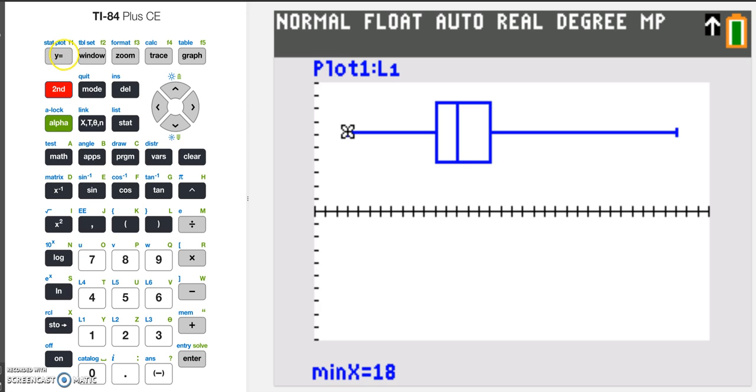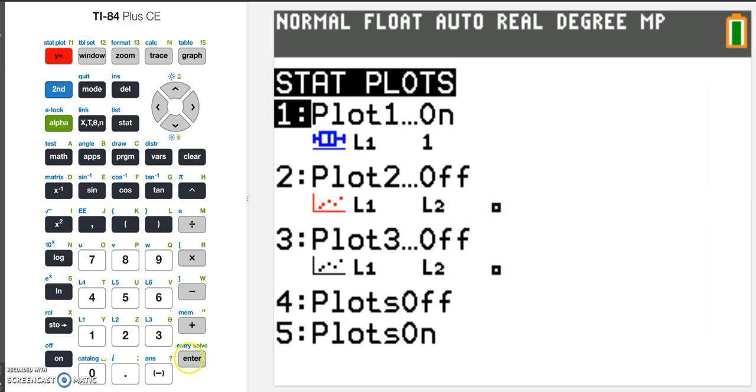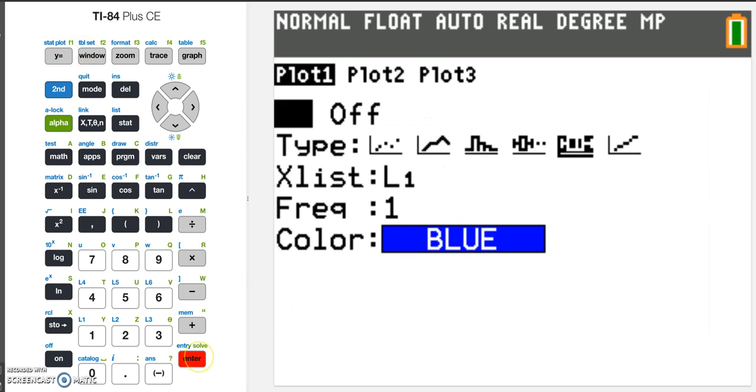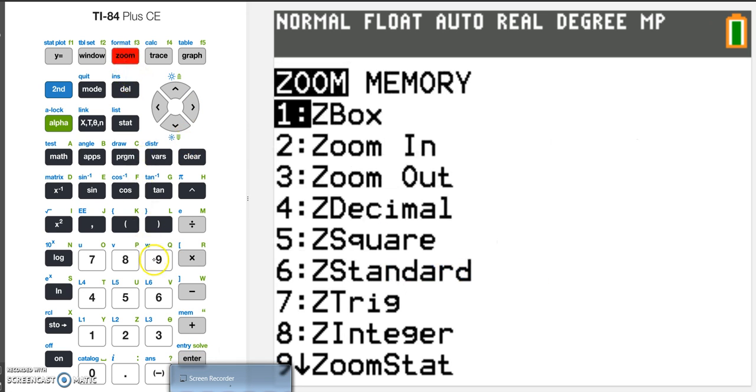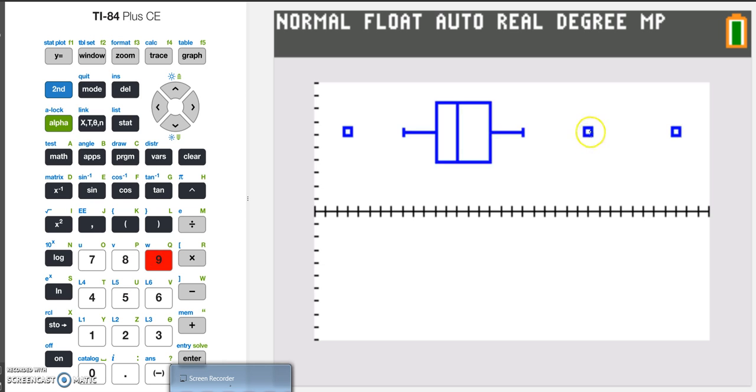We're going to go back into the stat plot, second y equals, and into the one that's on. But remember how there's that other one that kind of looked like a box plot? Those dots that you see are actually outliers. So if you select that type instead of the further one, it'll tell you exactly what your outliers are going to be. So if I zoom 9, now these little boxes are my outliers. And if I press trace, I can figure out exactly what numbers those are.